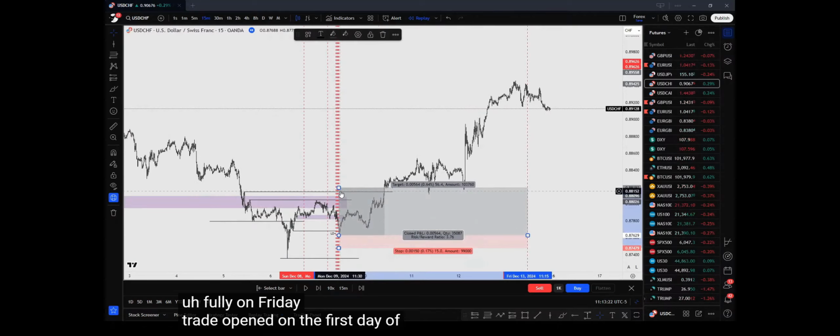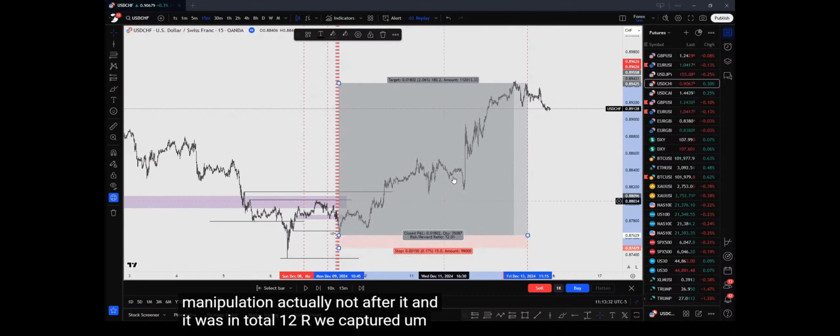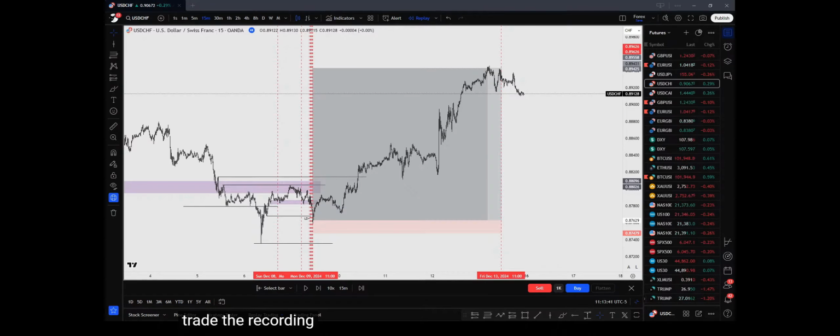Trade opened on the first day of the week after the manipulation. At the manipulation, actually, not after it. And it was in total 12 R. We captured 6-7 Rs, I guess, on this trade. The recording has been 1 hour and 18 minutes.